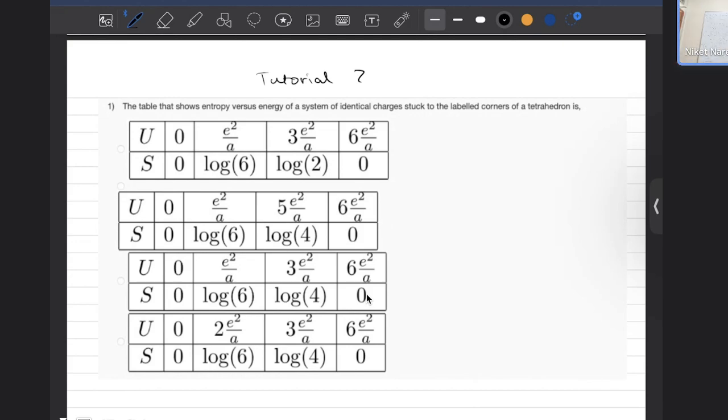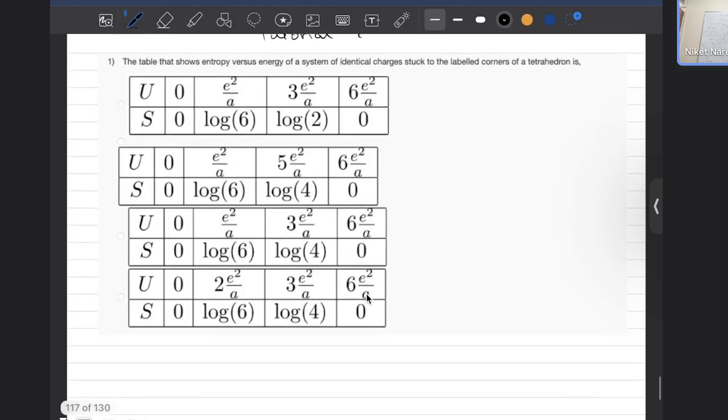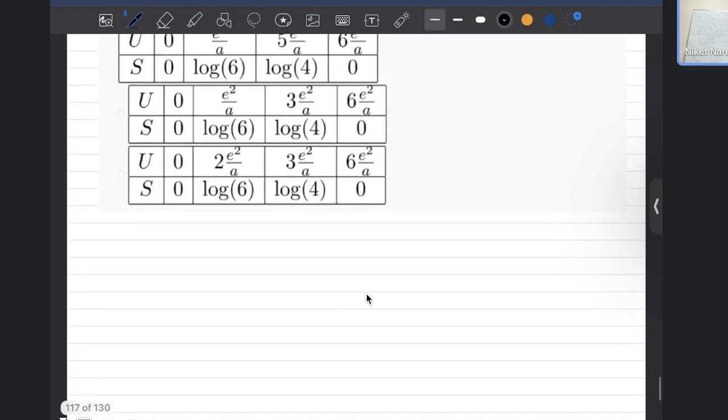Okay. So let's begin. The first question is the table that shows entropy versus energy of a system of identical charges stuck to the labeled corners of a tetrahedron. So this was basically a problem covered in one of the lectures of the professor, that the idea was that you have some shape, some regular three-dimensional object, and at the corners of which you are placing identical charges, right?